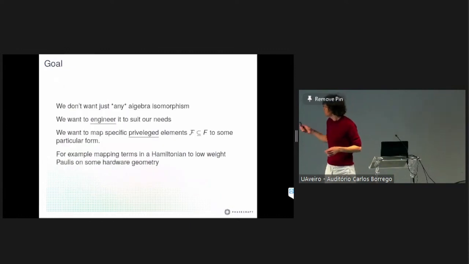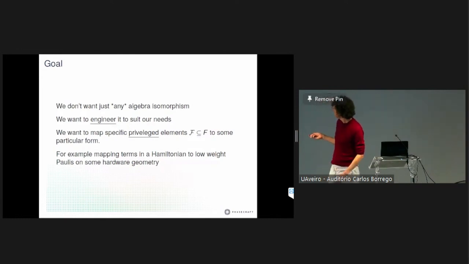And we don't want just any algebra isomorphism. We're not just interested in redoing representations of C star algebras; that's been worked out. What we want to do is engineer our representations to suit our purposes. So what you want is a kind of machinery to reduce the number of requirements that you have to satisfy, and then build some minimal set of correspondences that satisfy the requirements that you have, and build these things out from there.